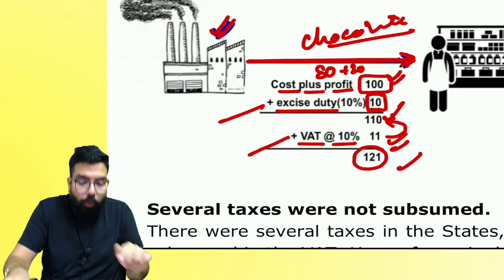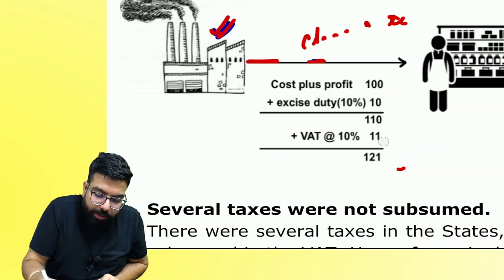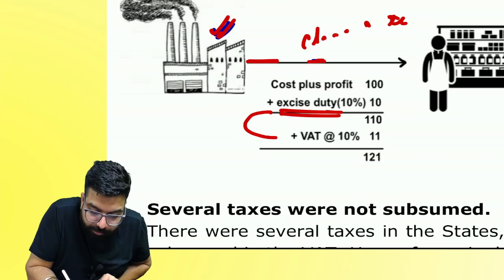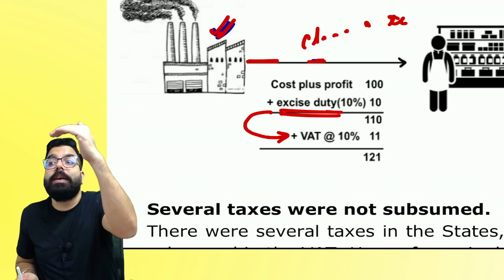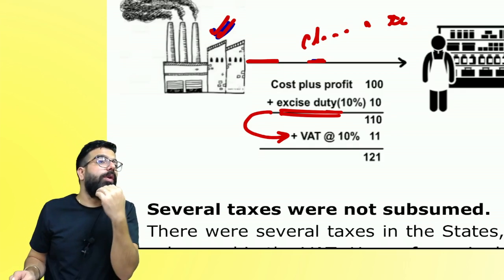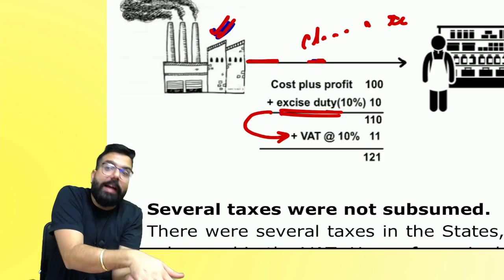Because tax is paid, another tax is charged. What is the tax on which another tax is charged? On this excise duty which is charged on manufacturing, what is charged, everyone? So tax is paid and another tax is charged, which is what? Which is the cascading effect. What do we call the cascading effect? Whenever one tax is paid, another tax is charged.